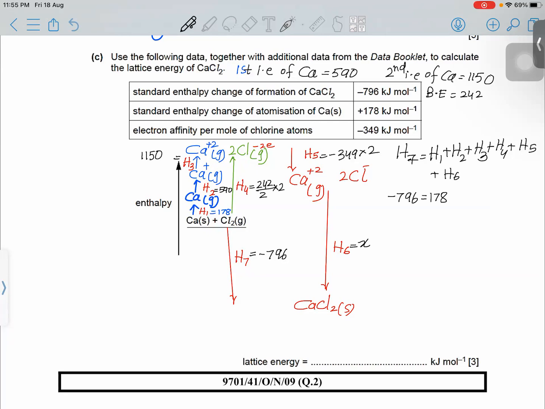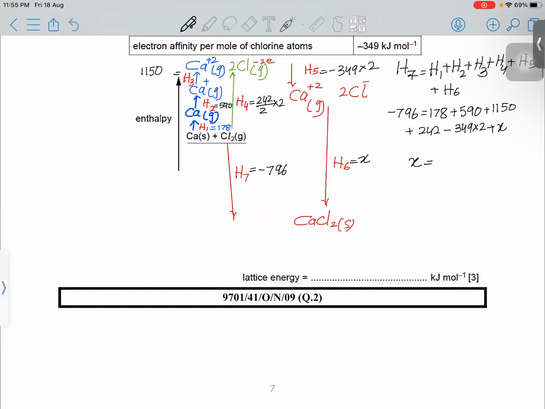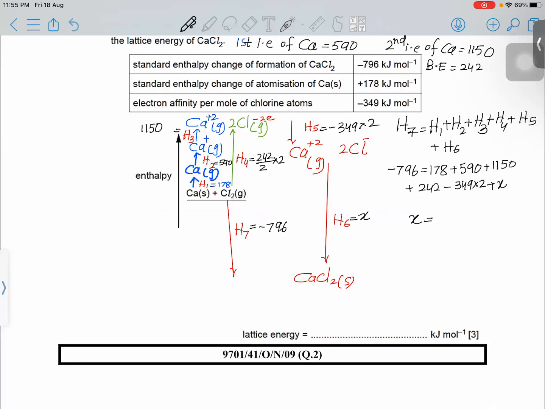H1 is 178. H2 is 590. H3 is 1150. Then 242, minus 349 multiplied by 2, plus X. I need the value of X. So minus 2096, minus 2016. Wrong.